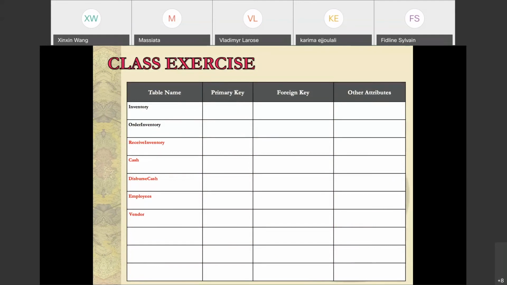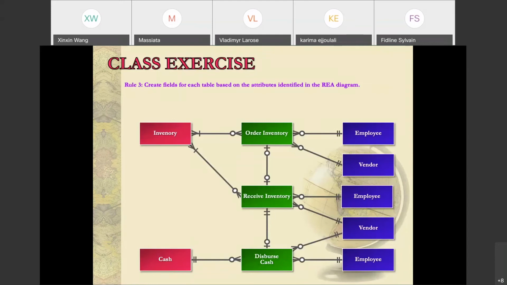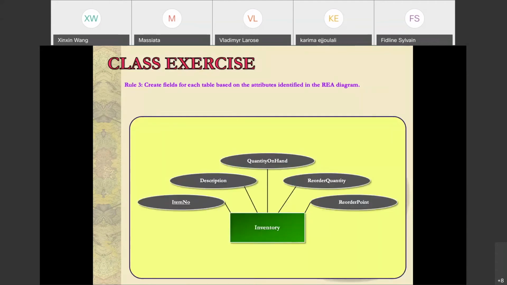And then we use rule number 3. We create the fields for each table based on the REA diagram. This is not like in the exam. If I want you to put that in, I will provide more details about it, or I will expect you to have a better understanding about what should be included, like common sense as to the content. What do you think will be important?